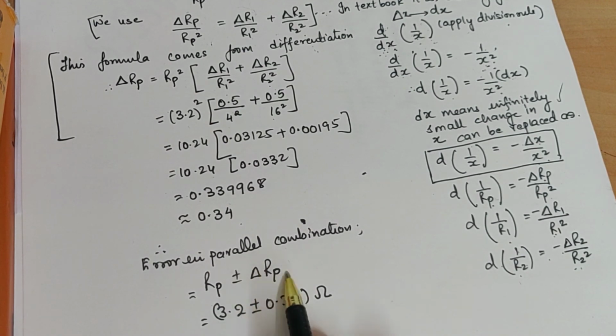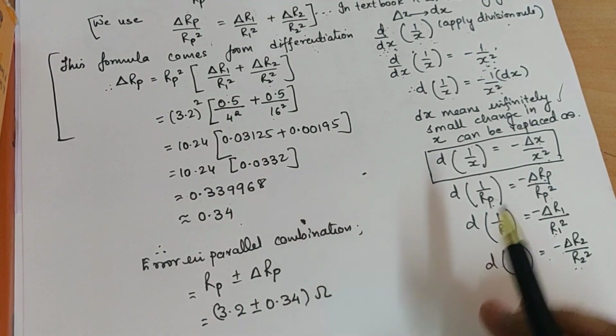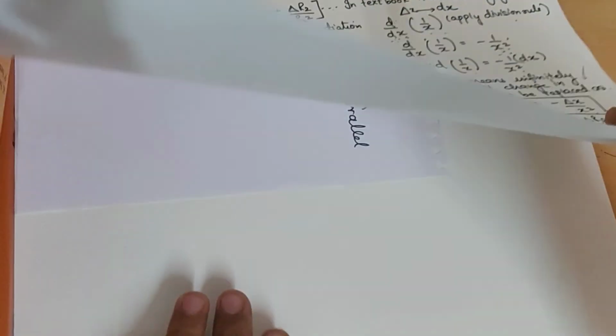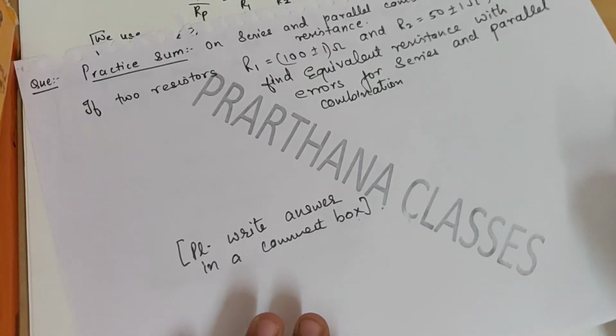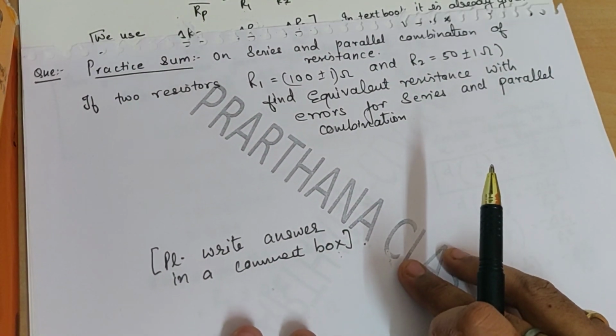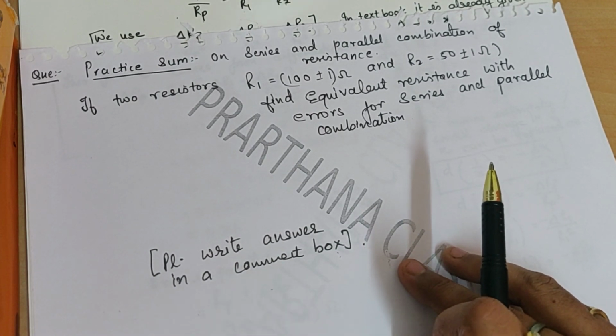Fine. So how do you write down the parallel combination? Rp plus or minus delta Rp, which is equal to 3.2 plus or minus 0.34. Fine. If you understand this, please try to do this sum and write the answer in a comment box. I hope you will understand this. Fine. Thank you.